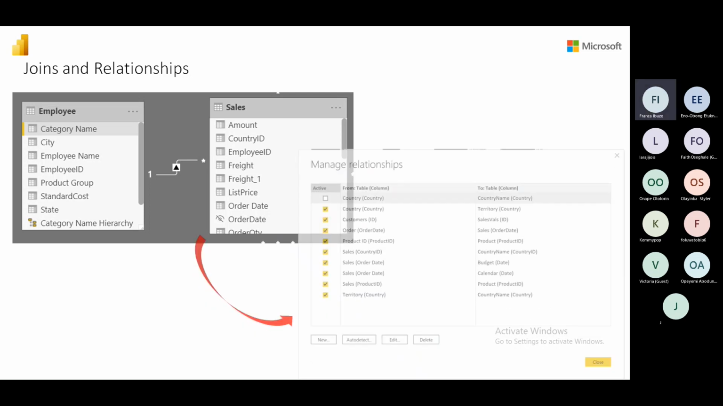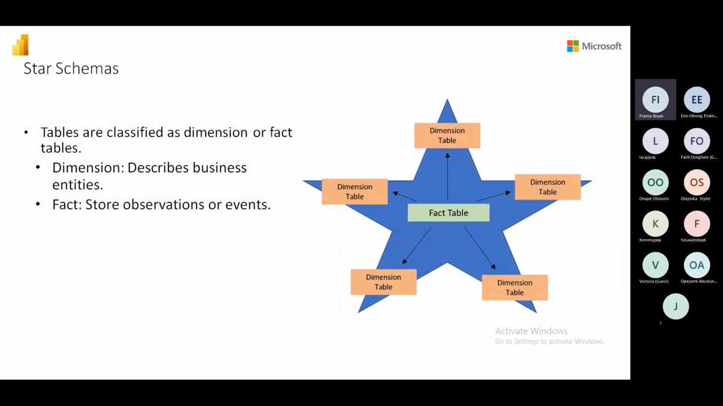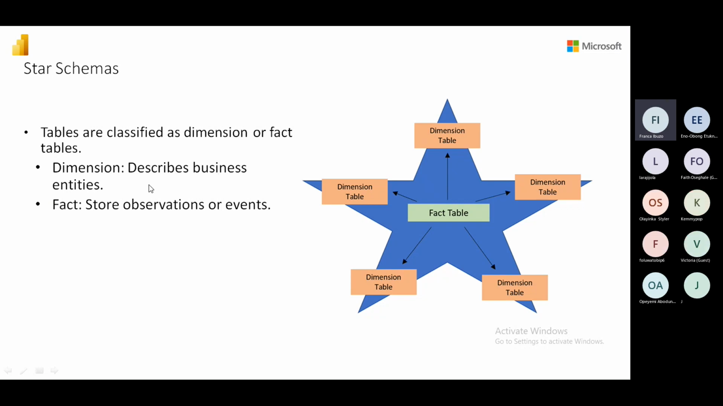So we looked at how to manage relationships, and I talked about the star schema because it's in a star shape. You have the fact table there, and you have the dimension tables. The dimension tables tell you the details, like the product table we had, which gives you the details of each of the tables. The dimension describes business entities, and the fact table stores observations or events.